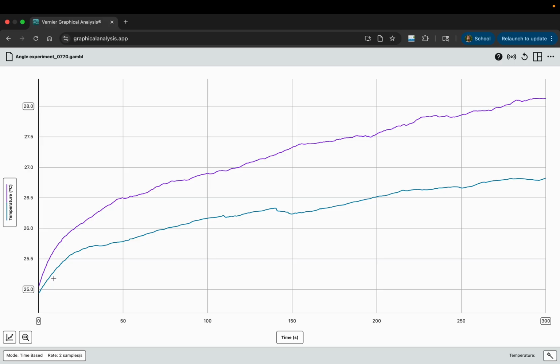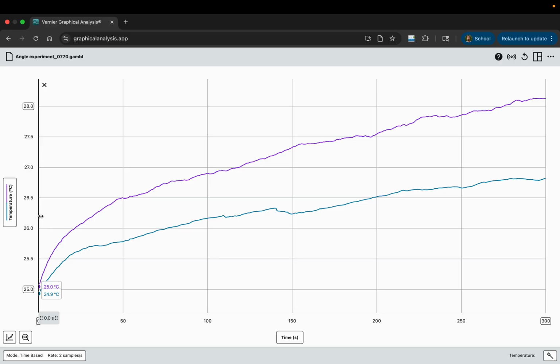Say the first thing I wanted to write down in my data table was the initial and final temperatures of these two trials. To get that off of my graphs, all I need to do is click on any point on my graph, and I can move this line around and see at a given time what the temperatures were. So I'm going to slide this all the way over to 0, and I can see that my purple line had a 25.0 degrees Celsius initial temperature, and the blue line had a 24.9 degree initial temperature. Okay, and so I could write those down.